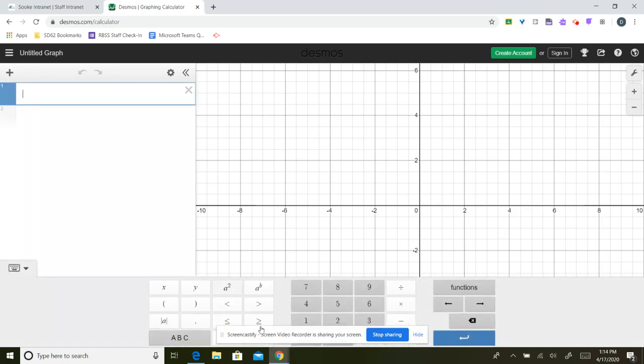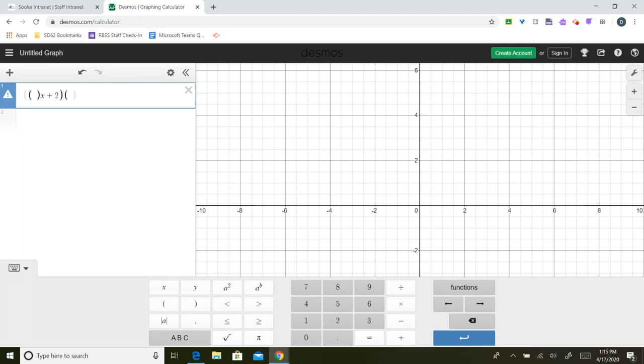So I'm just going to do x times plus 2 bracket. That's the thing. Now we can write our functions in factored form to get whatever graph we want.